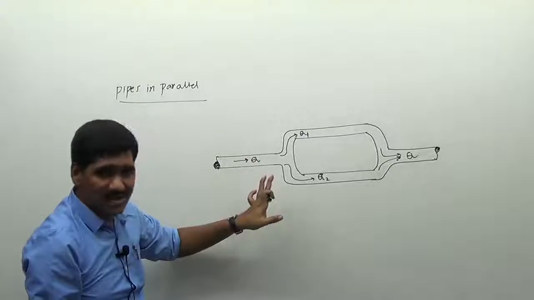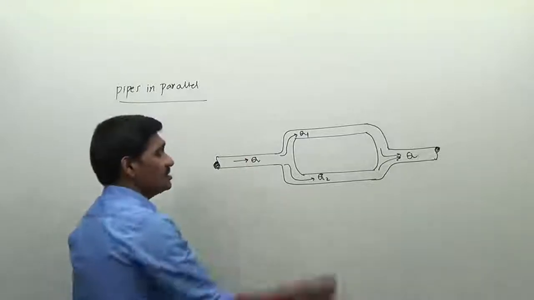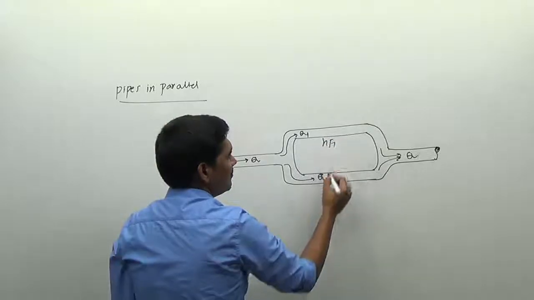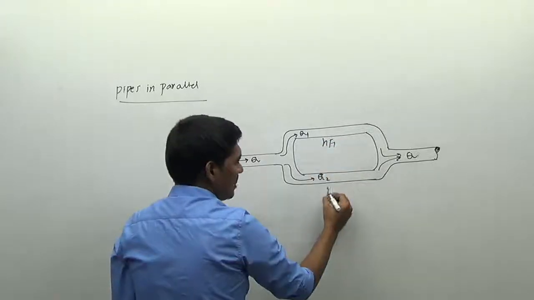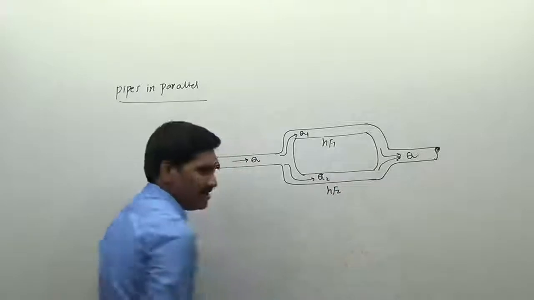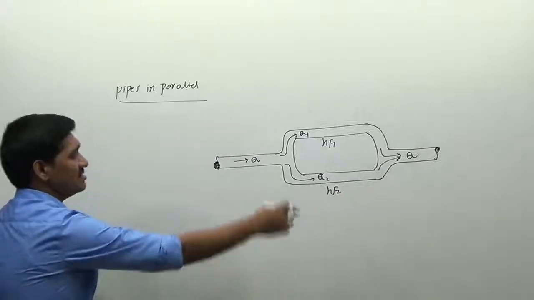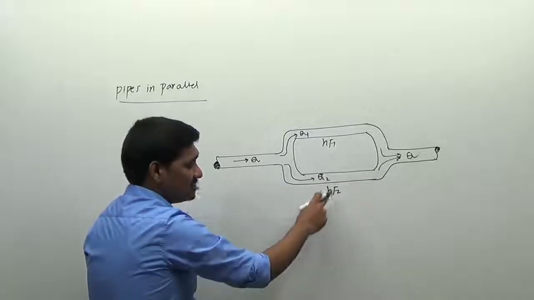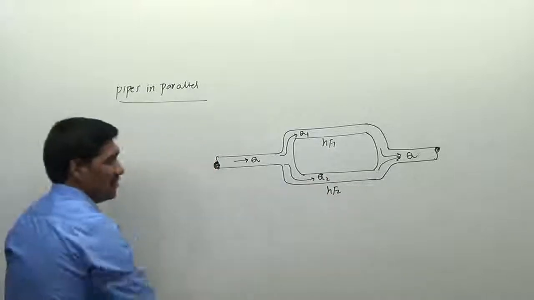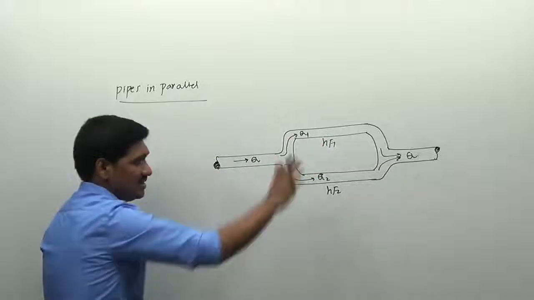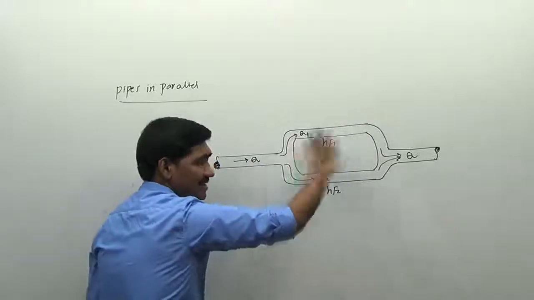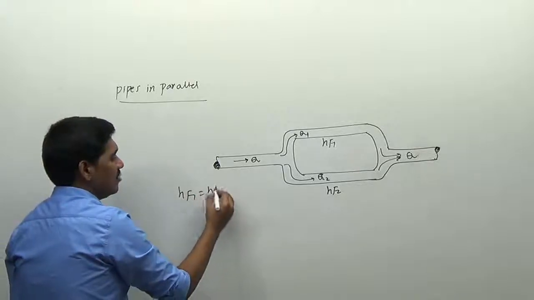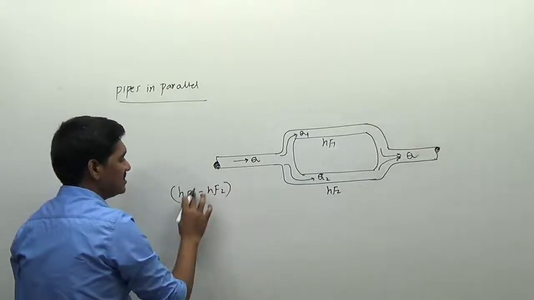The very important condition in the parallel is, if you place the arrangement in this way, the loss of head in the first pipe is equal to the loss of head in pipe 2. For example, HF1 stands for loss of head in pipe 1, HF2 stands for loss of head in pipe 2. Whenever you have the parallel arrangement, these two pipes are in parallel, therefore the loss of head in the first pipe will be equal to the loss of head in the second pipe. This is the arrangement here.